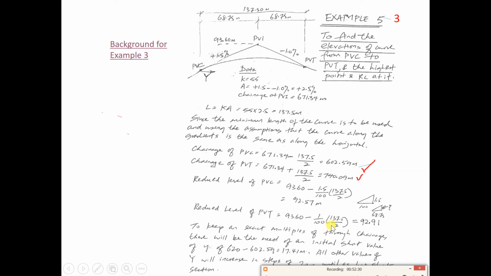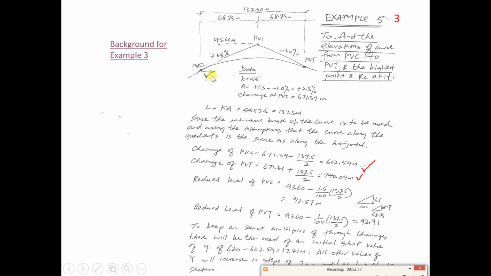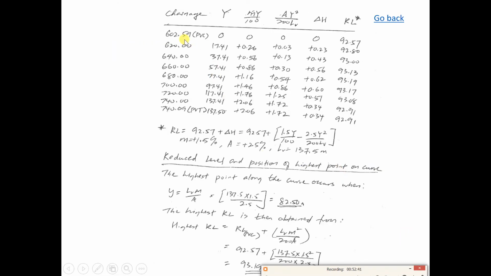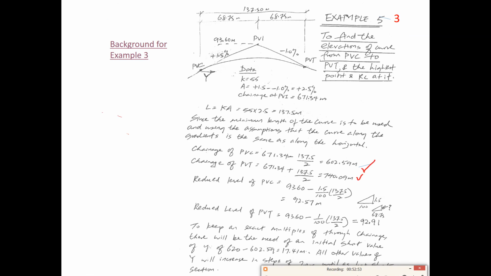And then we need to set our table here. We start with chainage. The first chainage is 602.59, from here. We usually, because the chainage is at a 20 meter interval. Do I say that it's a 20 meter interval? No. Somewhere I think it is given as a 20 meter interval.